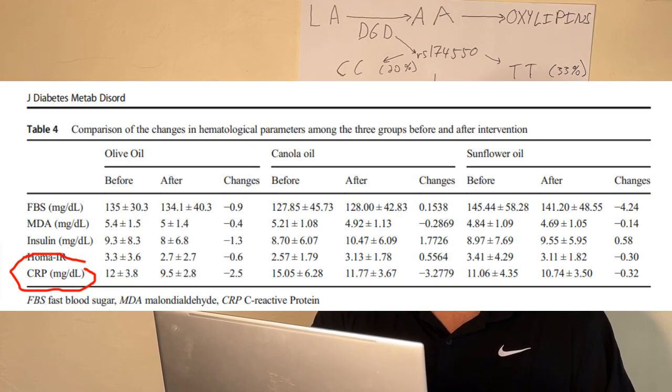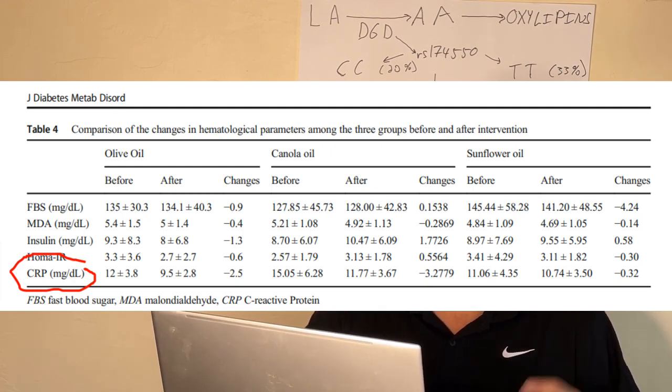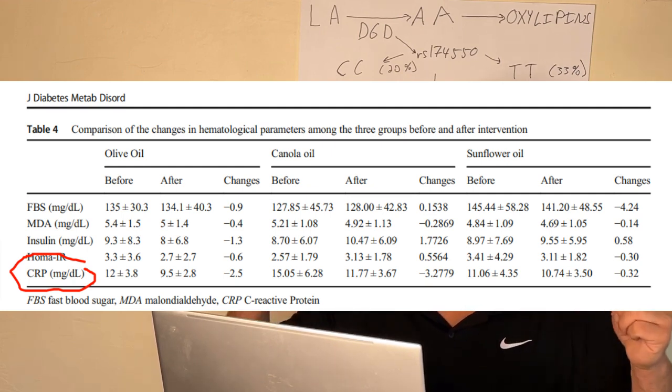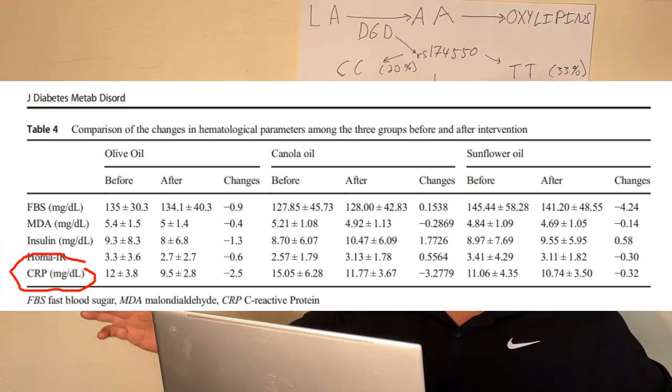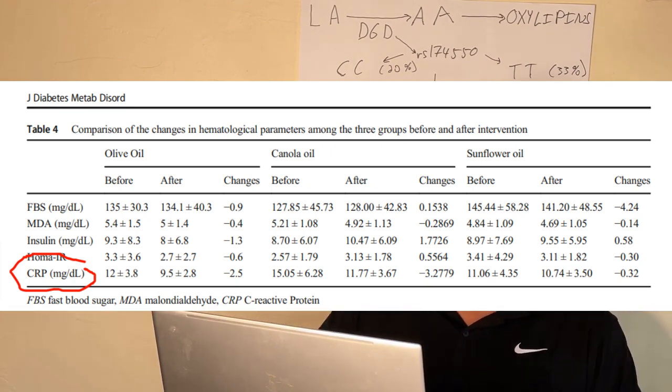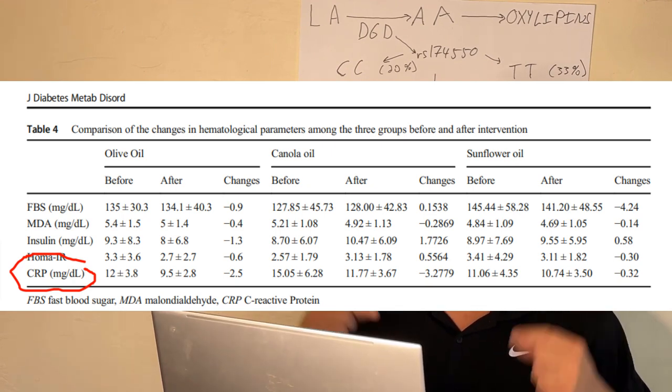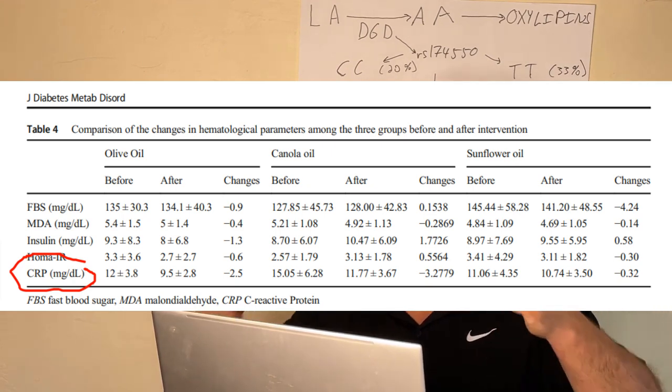Now the final group, sunflower oil, the baseline is 19 grams a day. The baseline is 18.3 grams a day. During the dietary trial, they're consuming 19 grams a day. So the same amount of linoleic acid before and after, and they're the only group in which inflammation doesn't drop.